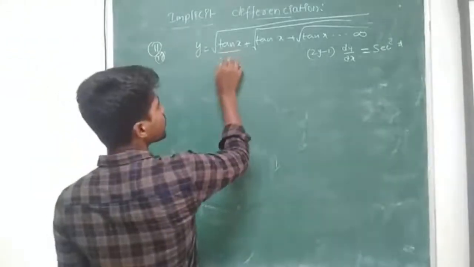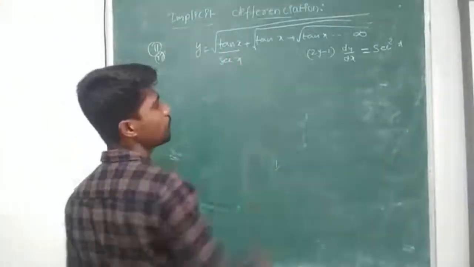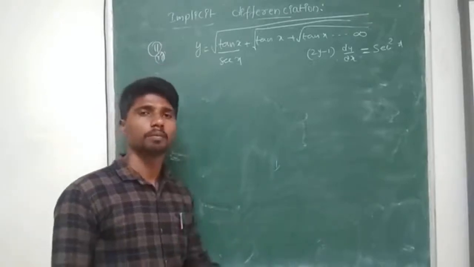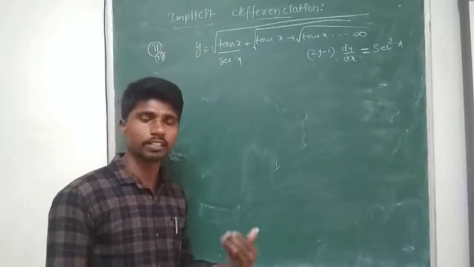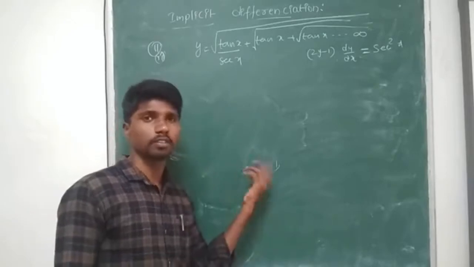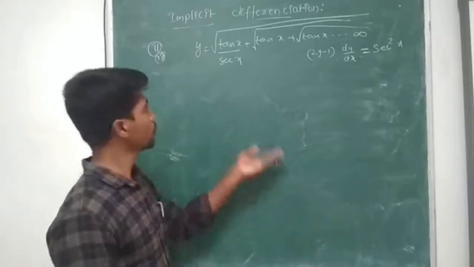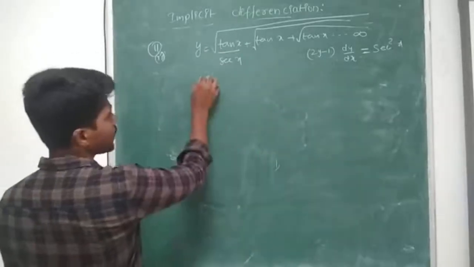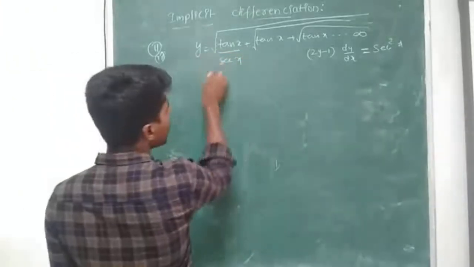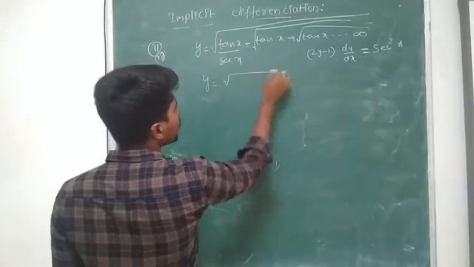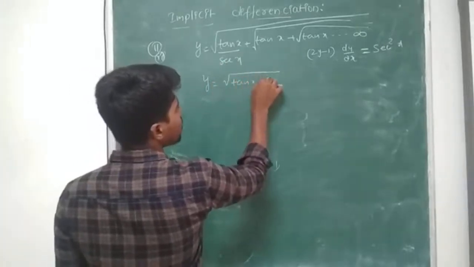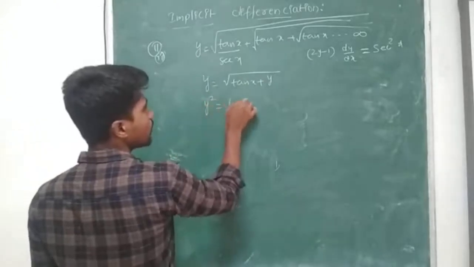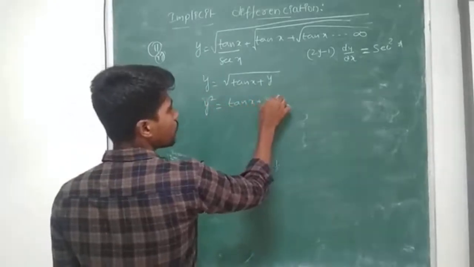If it is given in terms of secant, what do we get? What is the secant x derivative? Secant x into tan x. If it is cot x, minus cosecant square x. So what we got here, that reflects there. See, if I take this particular thing as y, now I can write it as y is equal to root over tan x plus entire thing as y, taking squaring on both sides. y square is equal to tan x plus y.